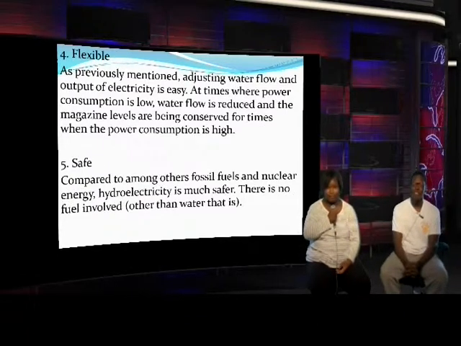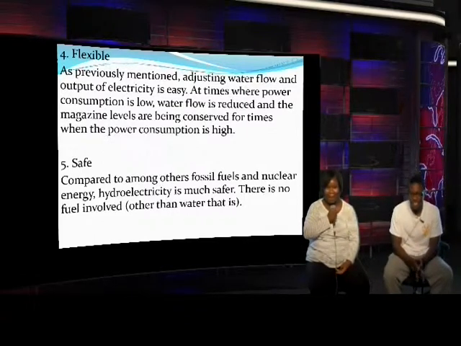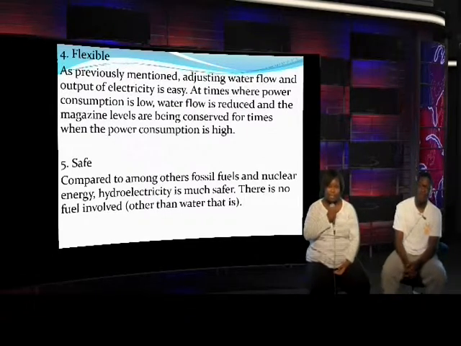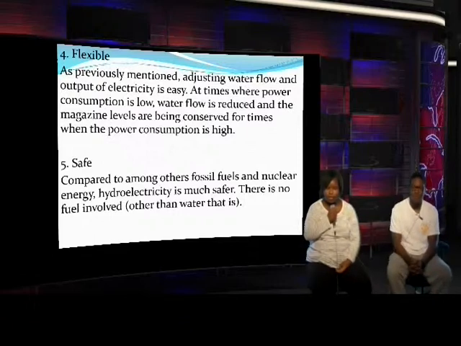Number four, flexible. As previously mentioned, adjusting water flow and output of electricity is easy. At times where power consumption is low, water flow is reduced, and magazine levels are being conserved for times when power consumption is high. Number five, safe. Compared to, among others, fossil fuels and nuclear energy, hydroelectricity is much safer. There is no fuel involved, other than water, that is.